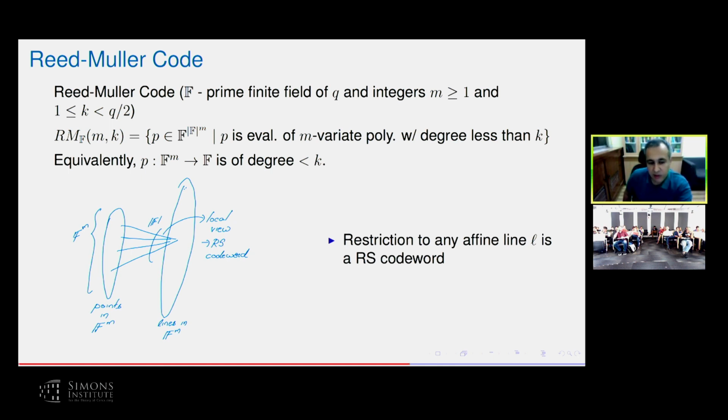But what we would like to understand is, looking at this bipartite graph, can one prove testability of the Reed-Muller code? Just like in the previous case, we wanted to look at the underlying bipartite graph and say whether we can prove testability of the Hadamard code.